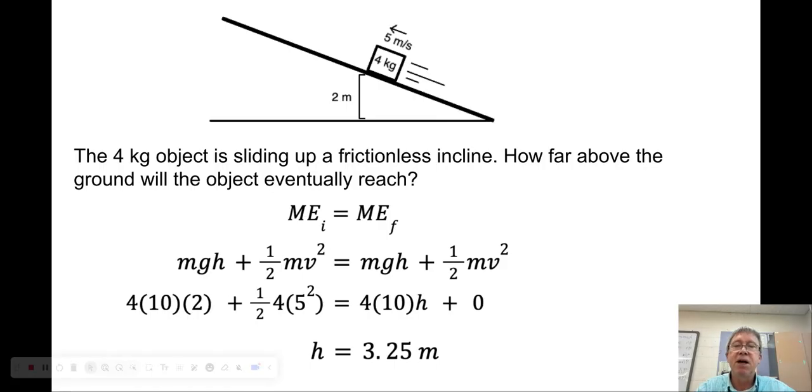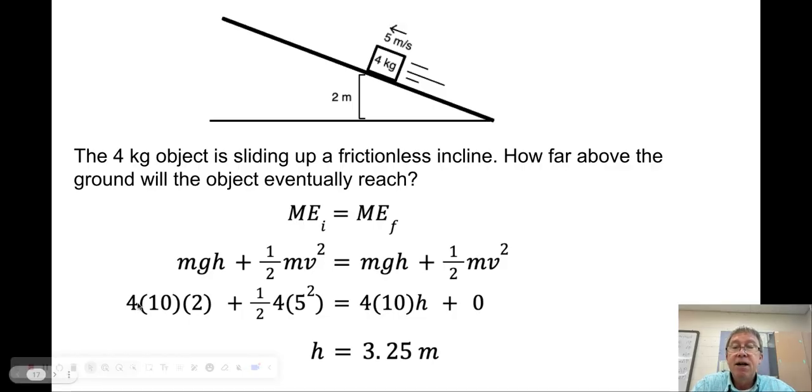Say, oh, I got a 4 kilogram object. It's sliding up a frictionless incline. How far above the ground is it eventually going to reach? It's a common question. How far is it going to reach as it moves up? So I'm just going to say ME initial equals ME final. So the potential energy plus the kinetic equals the potential plus the kinetic. And I just substitute in.